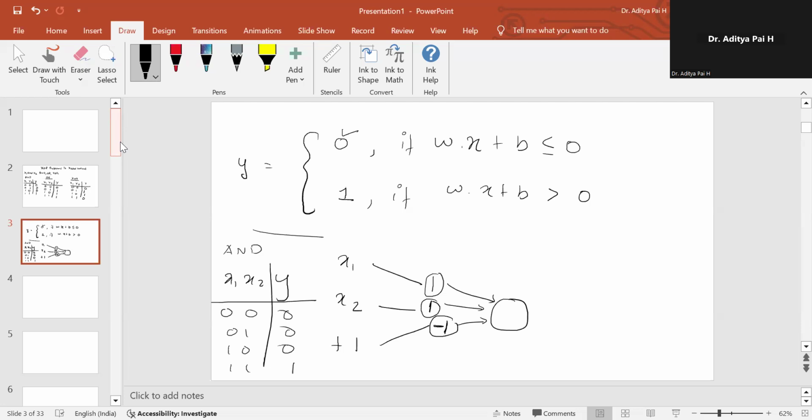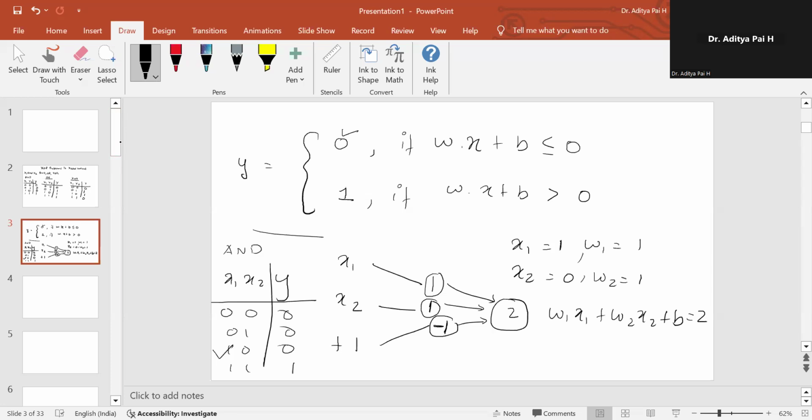So what does the AND function do? Here, taking x1 equal to 1 and x2 equal to 0, with weight w1 equal to 1 and w2 also equal to 1. If you apply the equation w1 x1 plus w2 x2 plus b, which is equal to z, this is how you get z.